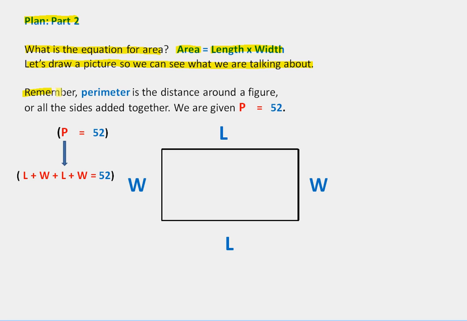And remember, perimeter is the distance around the figure. So it's all the sides added together. Remember, we are given P equals 52, or the perimeter is 52. So the perimeter is saying L plus W plus L plus W is 52. So we're going to stick with that as our perimeter.